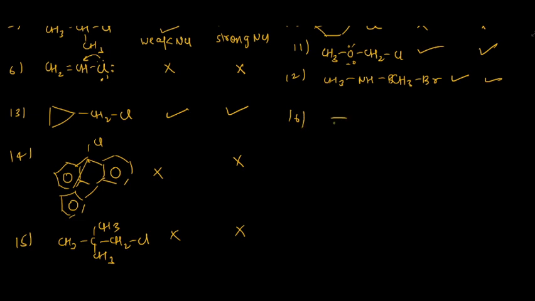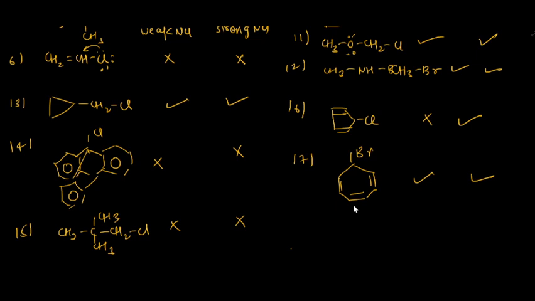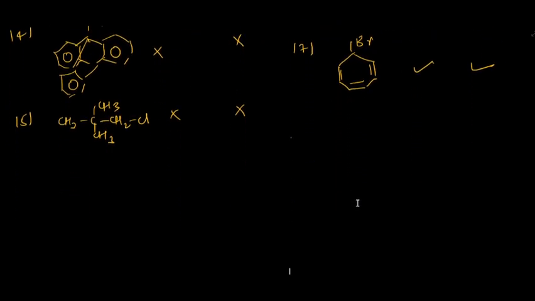16, Cl. So it is not SN1, and 2 degree SN2. And as a non-aromatic compound, carbocation is not possible. So it will follow SN2. This compound, Br. It is SN1 and SN2 because it is an aromatic compound. When Br leaves, the carbocation forms aromatic, and it is a 2 degree also.